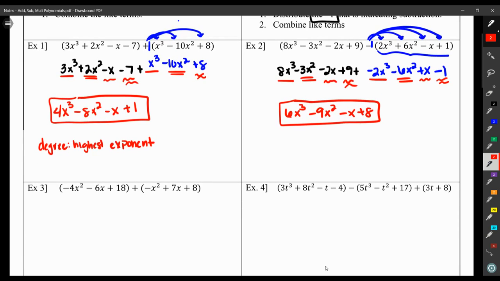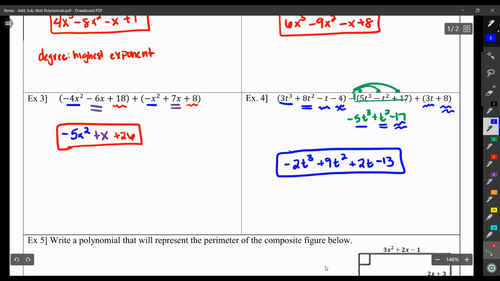Pause the video, try out examples 3 and 4. And here are your solutions for 3 and 4. Notice on 4, the negative 1 was only distributed to the middle parentheses because the right one had an addition sign, so we did not need to change the first or the last set of parentheses.